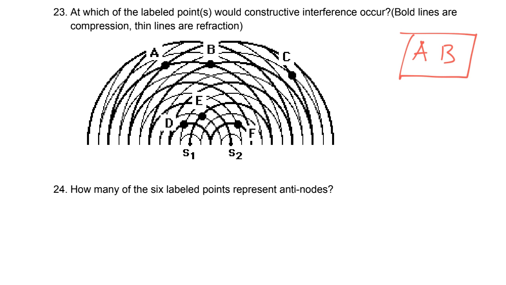An antinode is where we have destructive interference canceling out. So that was points C, D, E, and F. So there are 4 points that represent antinodes.